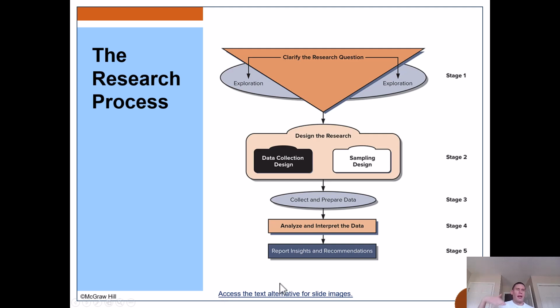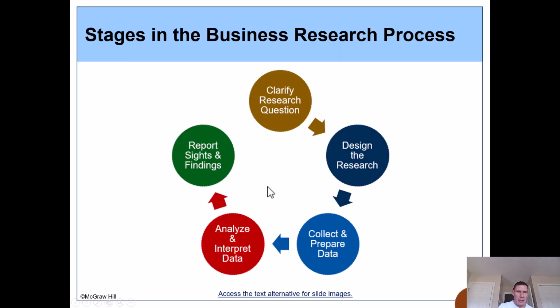So this is a pretty deliberate, systematic process. This was first laid down by the Arabs many years ago. So, stages in the business research process: the first thing we would do is clarify the research question, design the research, collect and prepare the data. By the way, people always think this one's not going to take long. I will tell you as a researcher, this is usually the longest.